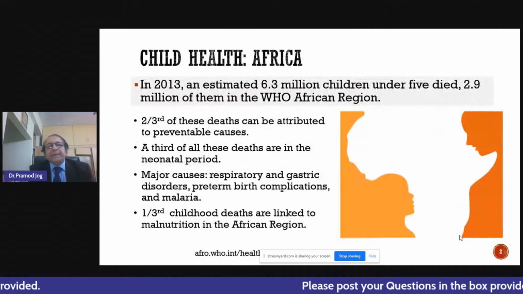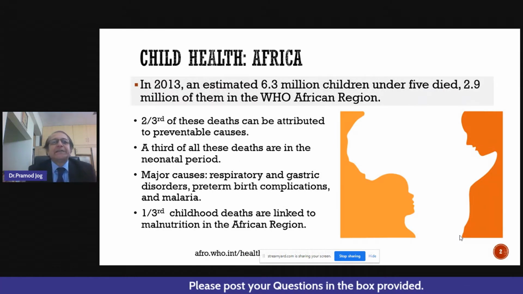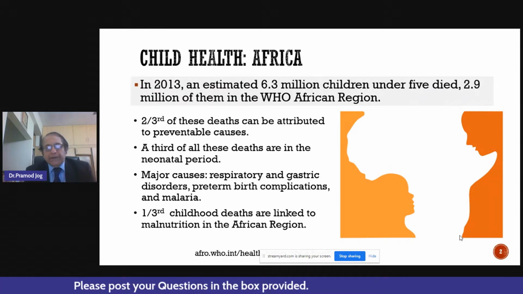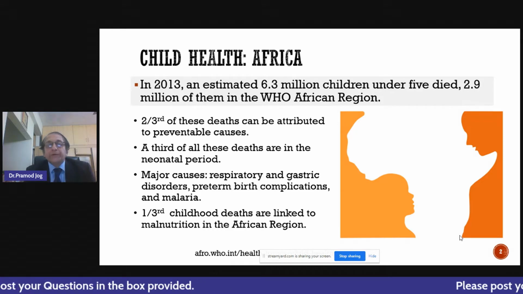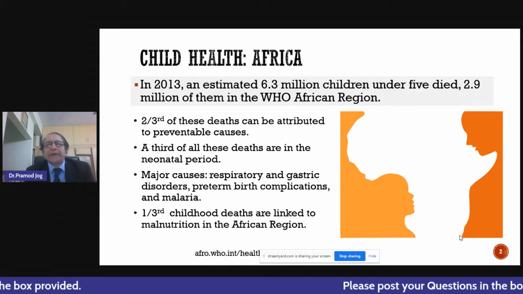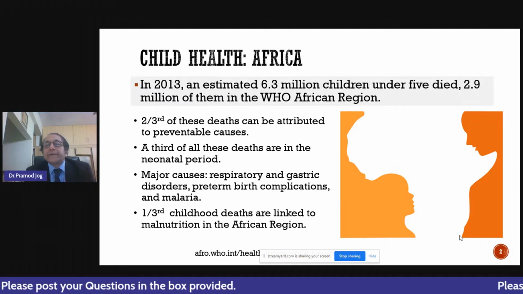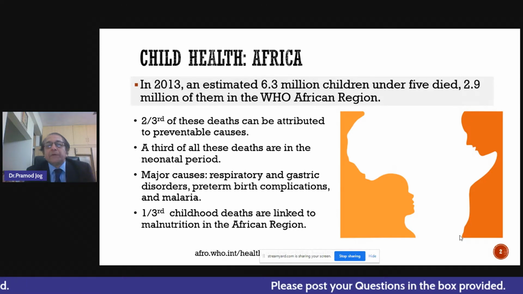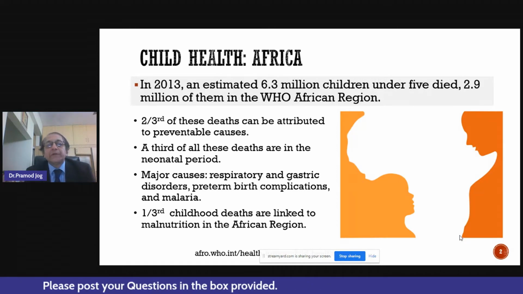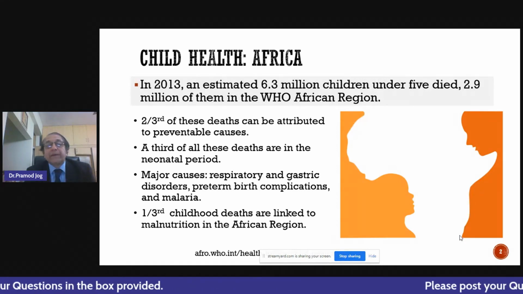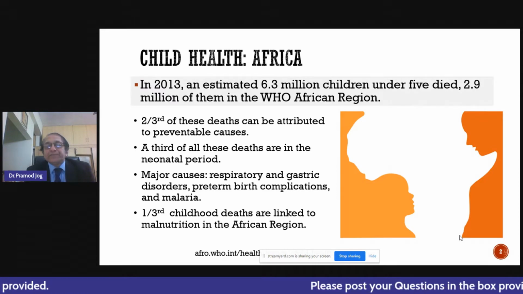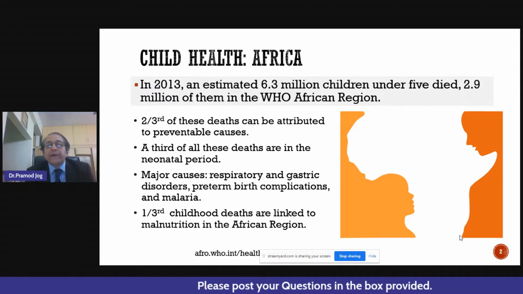And remember that as regards child health in the world, particularly in Africa and also in India, quite a few children get sick and die. In Africa, an estimated 6.3 million children under 5 died in 2013, and 2.9 million of them in the WHO African region. You know that WHO has different regions for the entire world, and the African region is a separate one. Two-thirds of these deaths can be attributed to preventable causes.